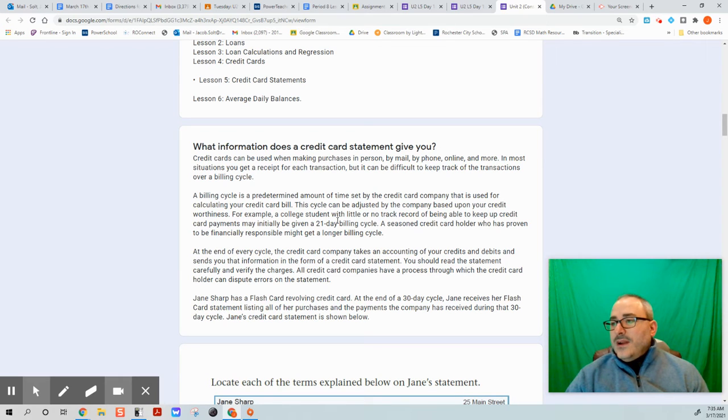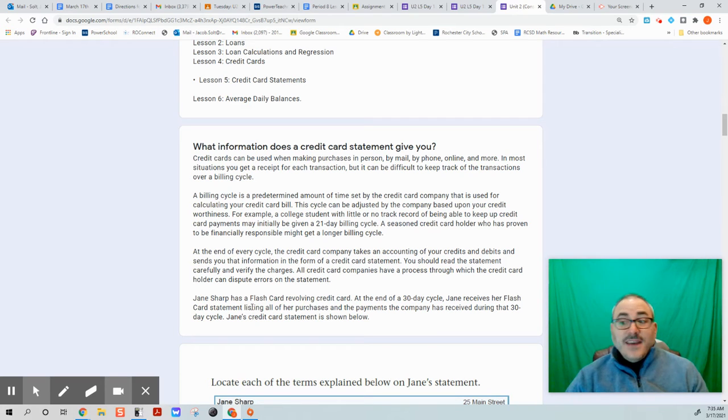For example, a college student with little or no track record of being able to keep up credit card payments may initially be given a 21-day billing cycle. A seasoned credit card holder who has proven to be financially responsible might get a longer billing cycle. At the end of every cycle, the credit card company takes an accounting of your credits and debits and sends you that information in the form of a credit card statement. You should read the statement carefully and verify the charges. All credit card companies have a process through which the credit card holder can dispute errors on the statement.